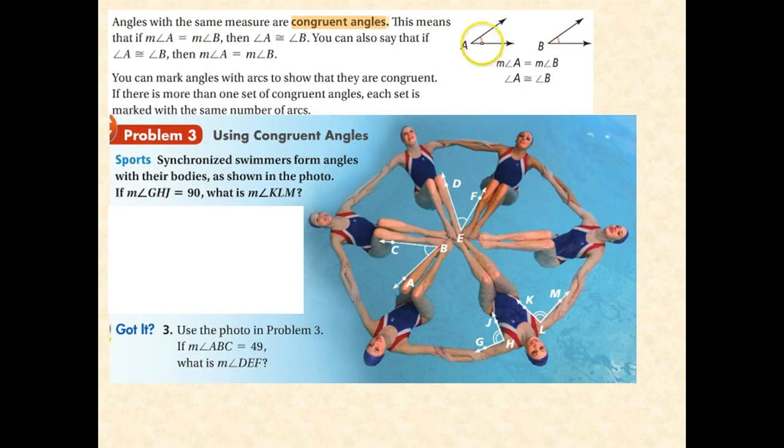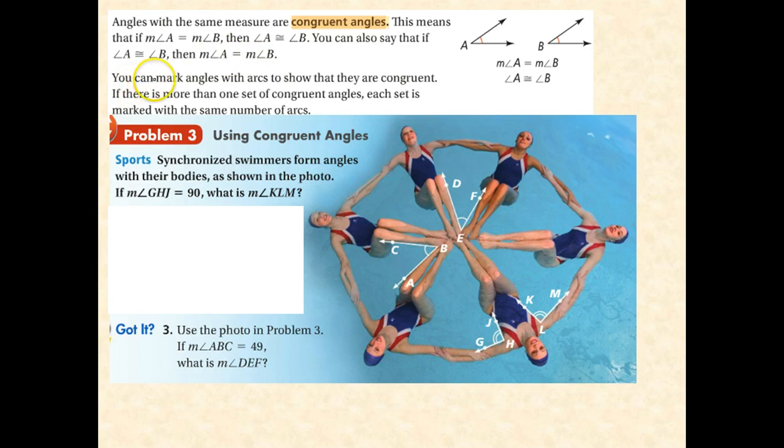Angles that have the same measure are called congruent. So if we say that the measure of angle A is equal to the measure of angle B, that also means that angle A is congruent to angle B. And it works in both directions. If you know that A and B are congruent, then you can say that their measures are equal also.